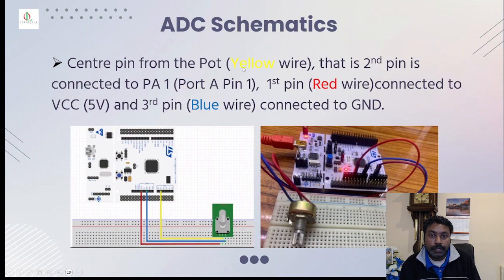The center pin from the pot, the yellow wire, that is the second pin, is connected to PA1. That means port A pin 1. Yellow is connected to port A pin 1. So in the reference, in the diagram or on the board, it will read as A1. You have 5 analog pins there. That's A0, so you need to connect to A1. And the first pin, the red pin, is connected to VCC 5 volts. And the third pin, the blue pin, is connected to ground. So this is all you need, and you can start to do your conversion with this.